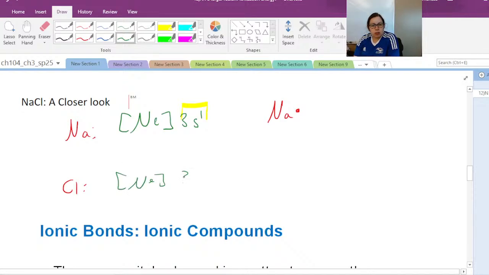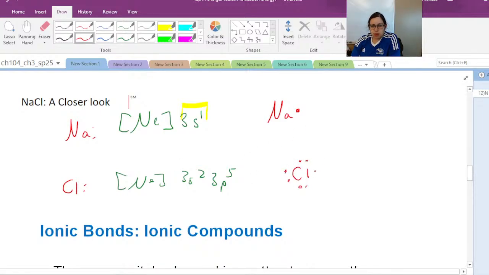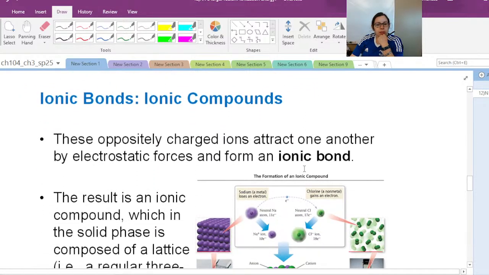So neon, 3s2, 3p5. Does that sound good to everybody? And then again, the Lewis dot structure should reflect that: something with 7 dots around it. All right, so now this is kind of hinting to us what's going to happen.